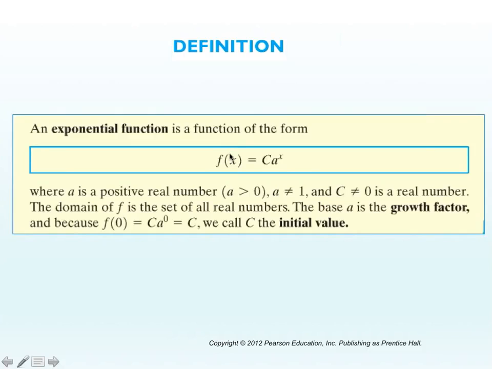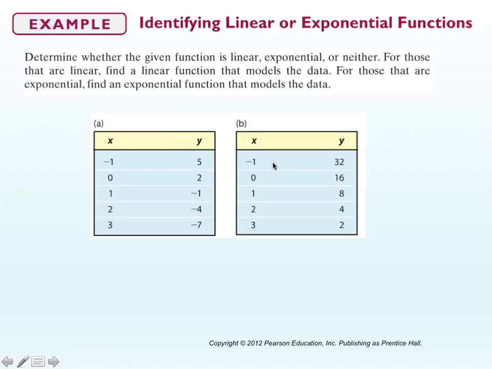So an exponential function is just one that's in this form here, where we have f of x equals c times a to the x, where a is a positive real number, so a is greater than 0 but not equal to 1, and c is not equal to 0 and is a real number. The domain of f is going to be the set of all real numbers. The base a is going to be your growth factor, and because f of 0 equals c, we call c the initial value. So c is the initial value, a is the growth factor.